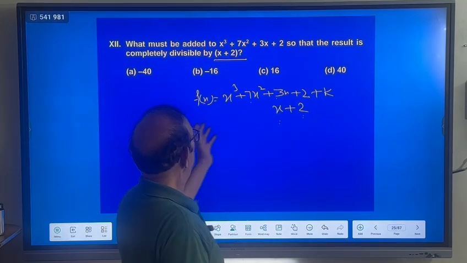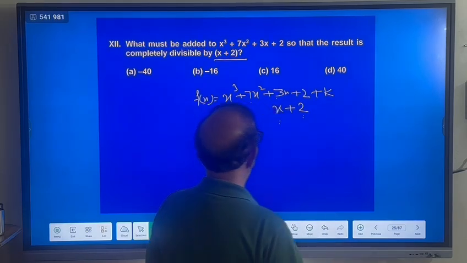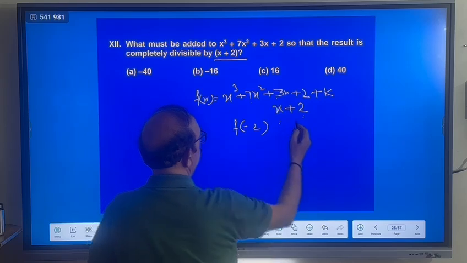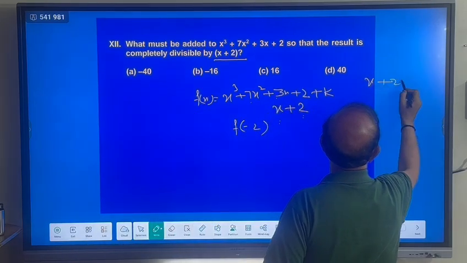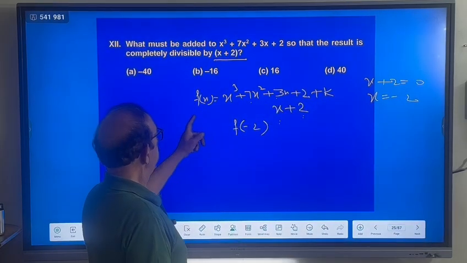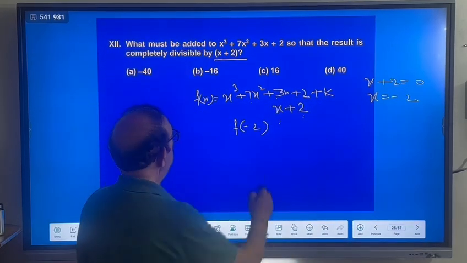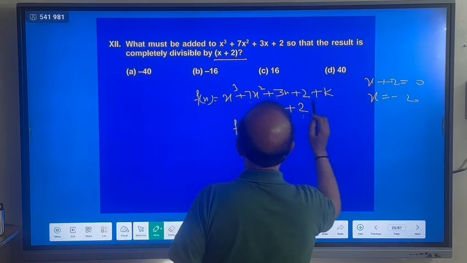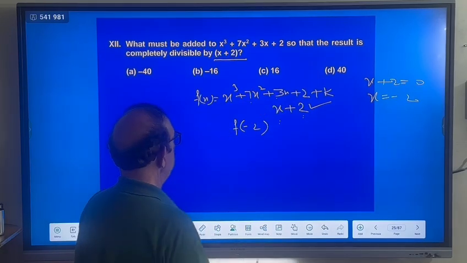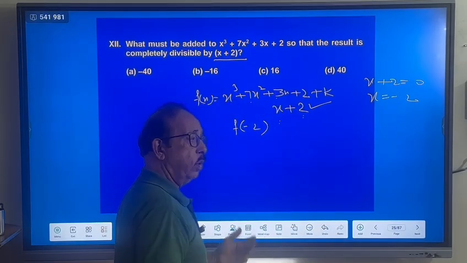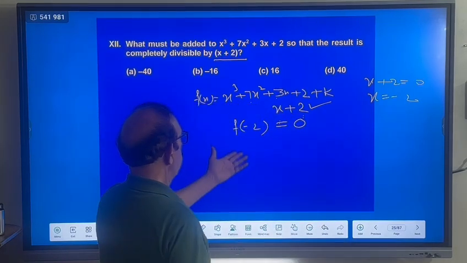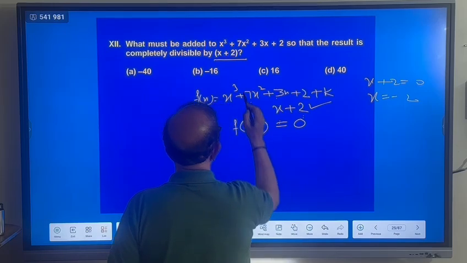We know when f(x) is divided by x plus 2, the remainder is f of minus 2. For this we take the zero: x plus 2 is equal to 0, x is equal to minus 2. So the remainder is f of minus 2. Now he said when adding k, this is completely divisible by this. It means this is a factor of this. When this is a factor, the remainder is 0. So f of minus 2 is the remainder, and that should be 0. So solve it. Put the value of minus 2 here.